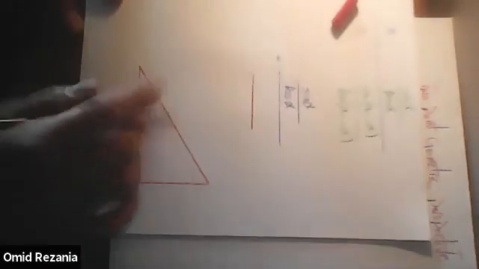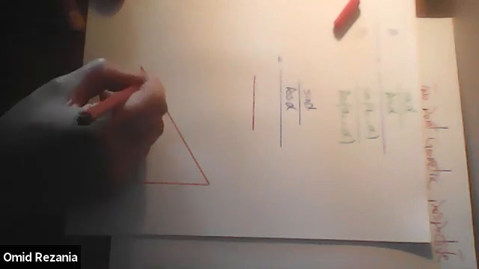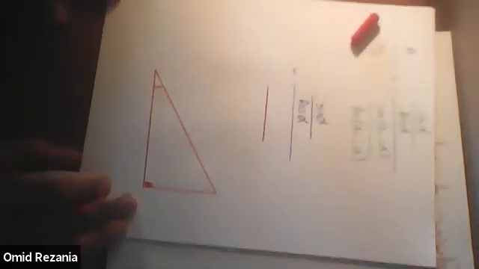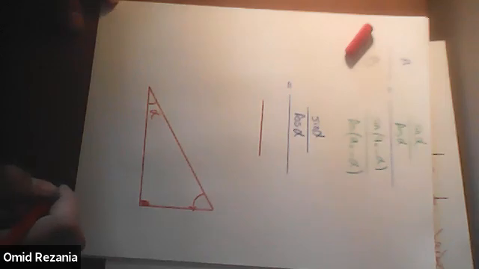If this is, let's say, a right triangle, everyone can see that? Yes. If this angle is alpha, how much is this other angle going to be? 90 minus alpha. That's right, 90 minus alpha.